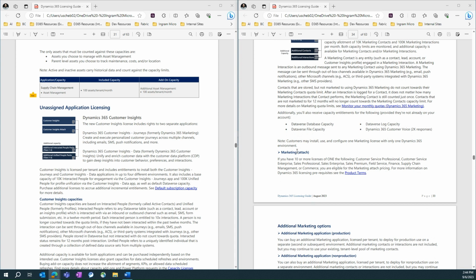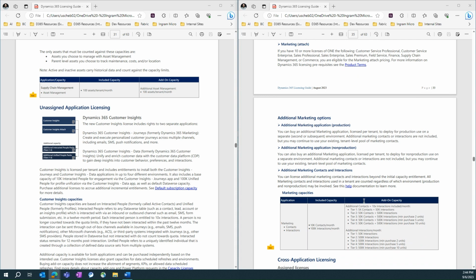You were able to do that with additional contacts, or if you needed to interact with a number of contacts more than you were allotted, you could buy the additional interactions. So you had all of this going for you. Plus, you could buy additional marketing applications for production or non-production. So perhaps you want to have some sort of marketing sandbox that you're working with.